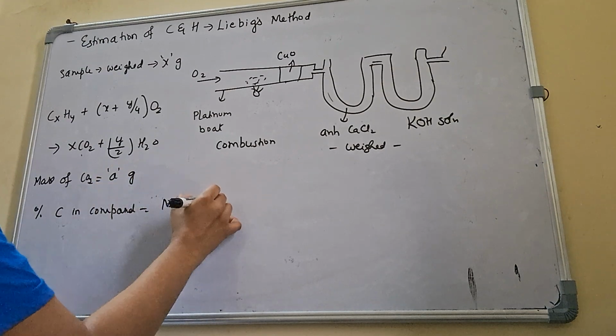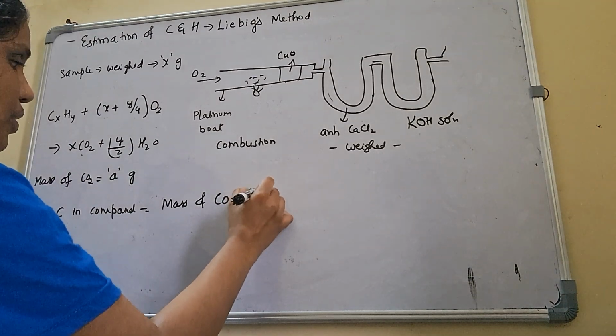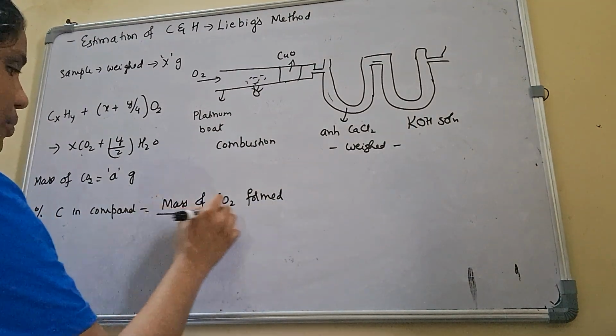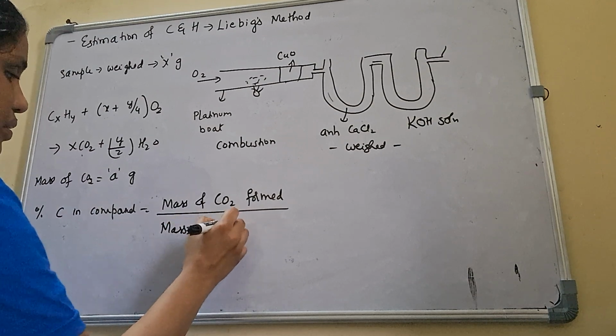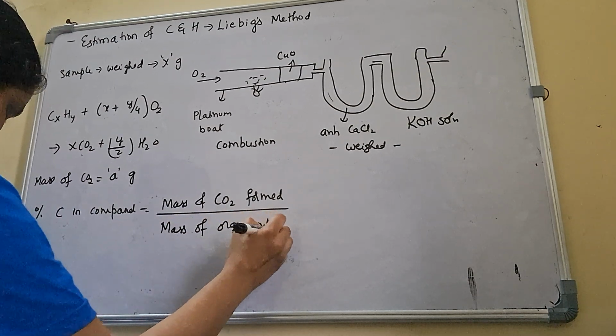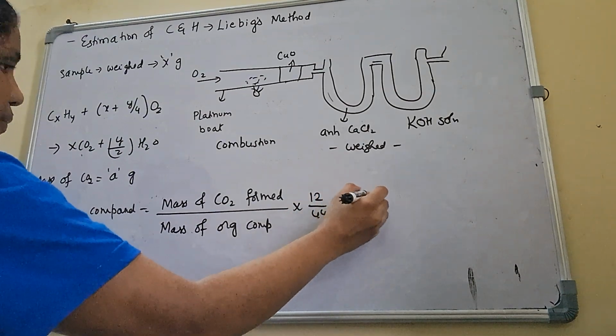Now, you don't need this A. I'm just going to write you this way. It's very simple. You just have to remember this formula. You'll be getting numericals on this. Percentage of carbon is the mass of carbon dioxide formed divided by the mass of organic compound, into 12 by 44 into 100.